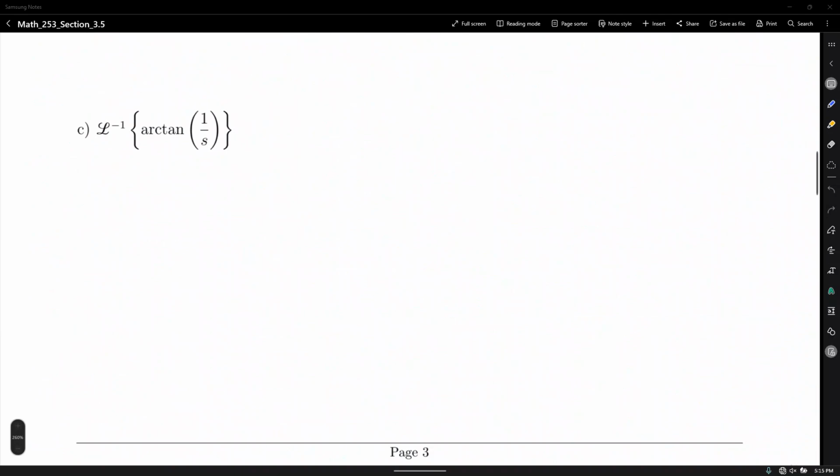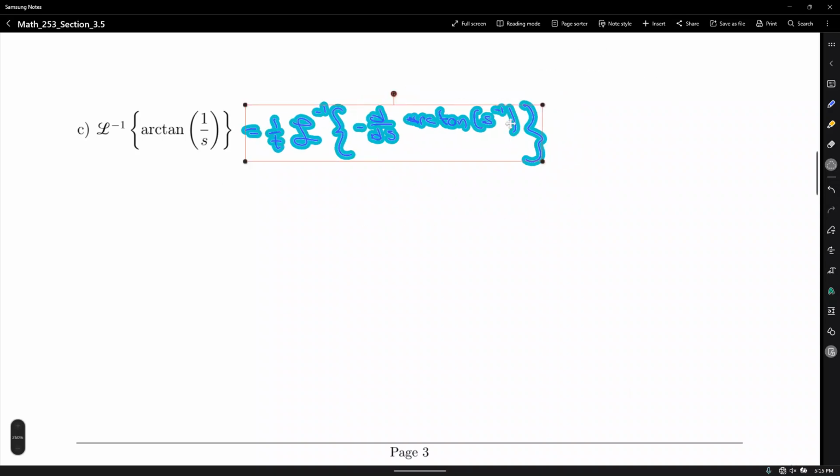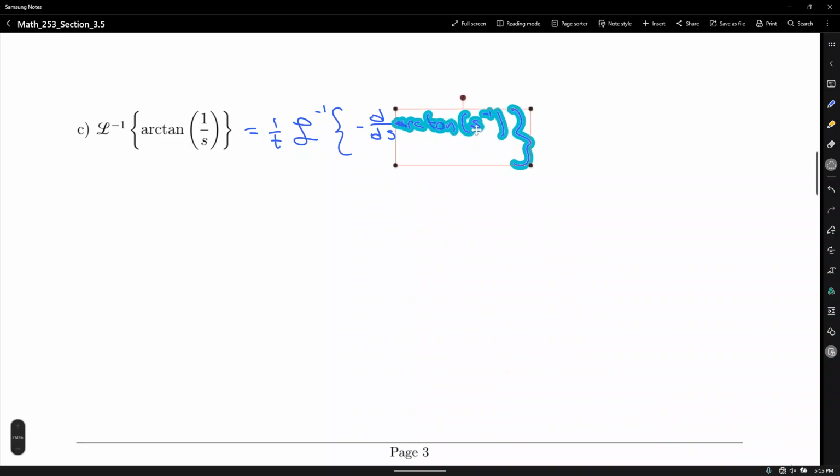So we're going to do 1 over t, inverse transform of negative the derivative with respect to s of arctan of s to the negative 1. This 1 over s, I'm going to move it as s to the negative 1 so we are able to differentiate. Okay, let's differentiate this using, of course, the arctangent rule.